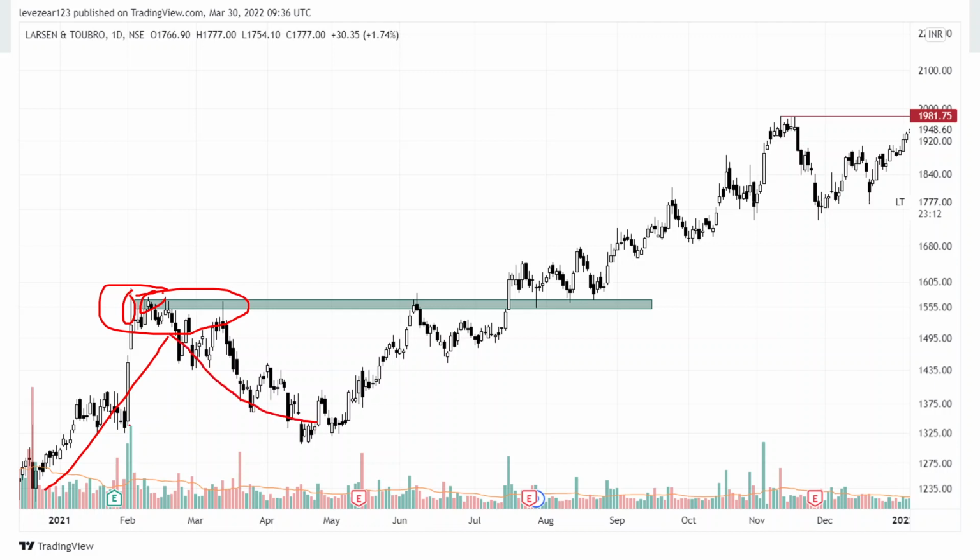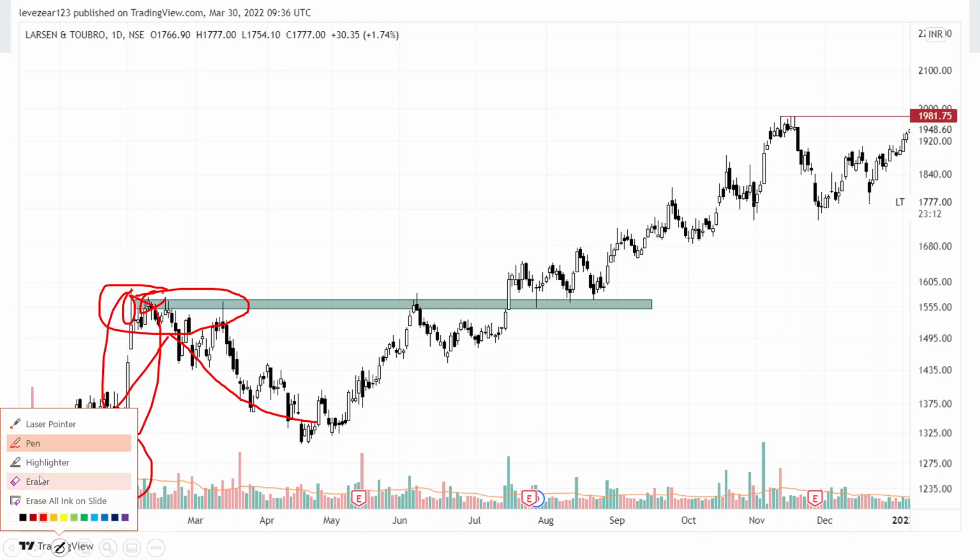So as I told you, while going up, look at the volume and look at the candle. Oh, very strong up move. Let me remove the drawing to make it clear.